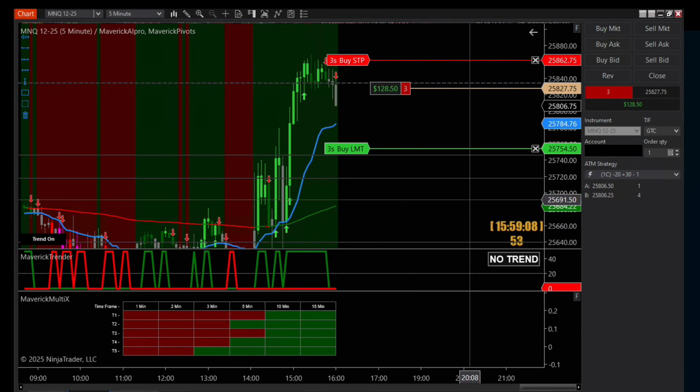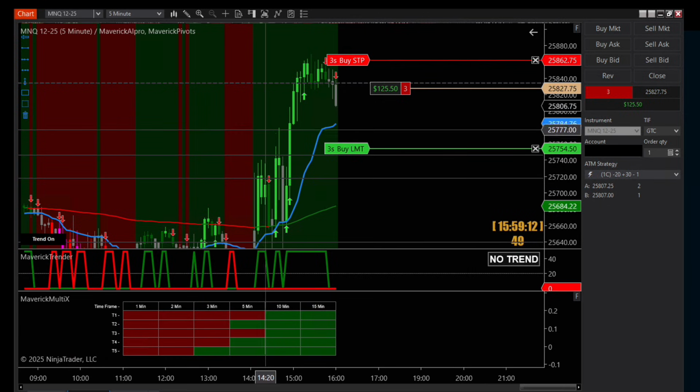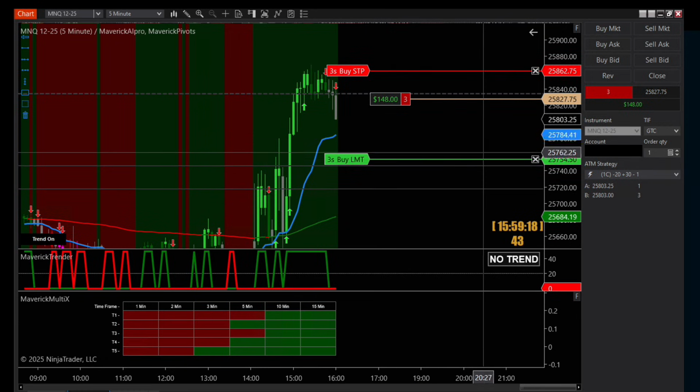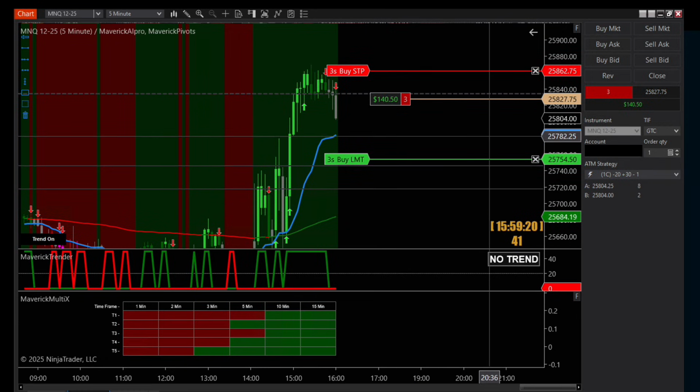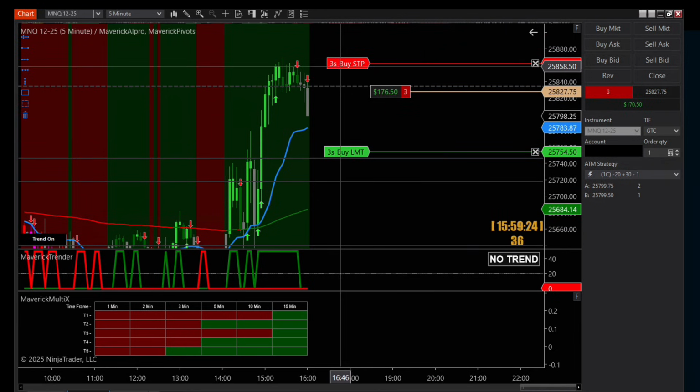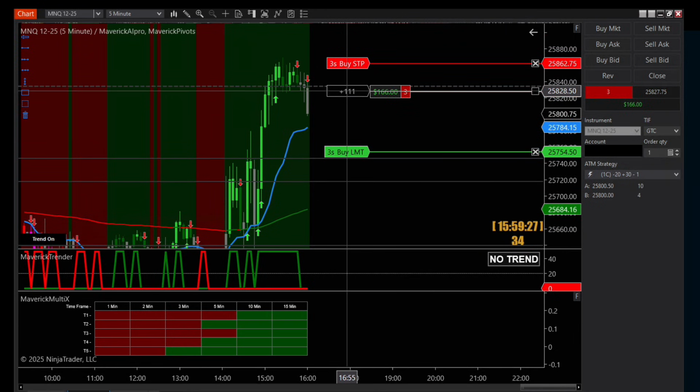Okay, now we're pumping down. Heck yeah. We're only in 3 micros. We're up $125. Remember, my daily goal is only $200 on this cash account. My funded accounts, that's much different. But on my cash accounts, we're just looking to make $200 a day for the first week or so.